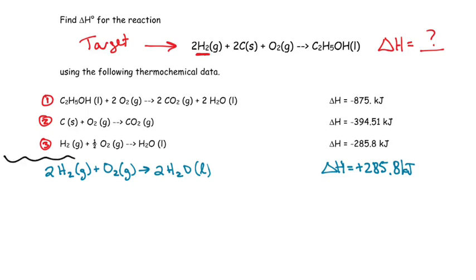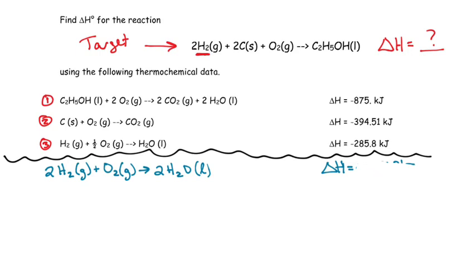I'm just going to separate my menu from my actual work. All right, so I took reaction 3, I doubled it. Did I double the delta H or did I forget to double the delta H? I just wasn't thinking. I'm not supposed to make it positive. I'm supposed to leave it negative, because did I flip the reaction around? No, I should have left it negative. But I should have doubled it.